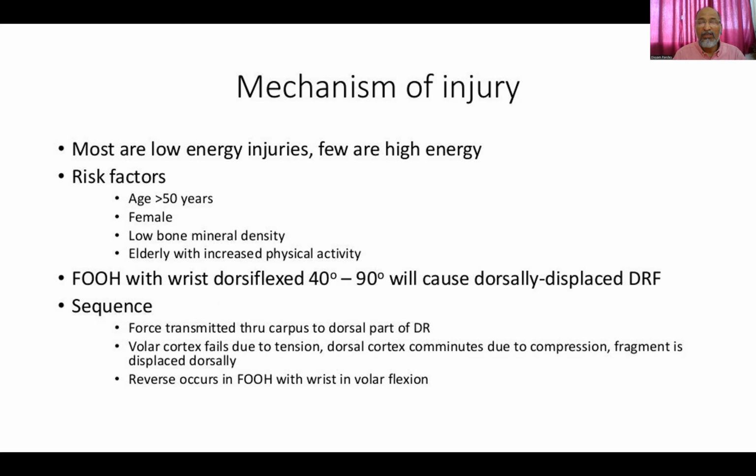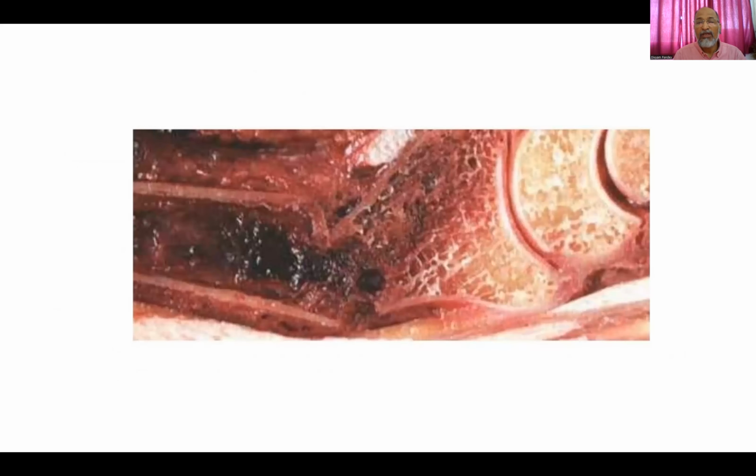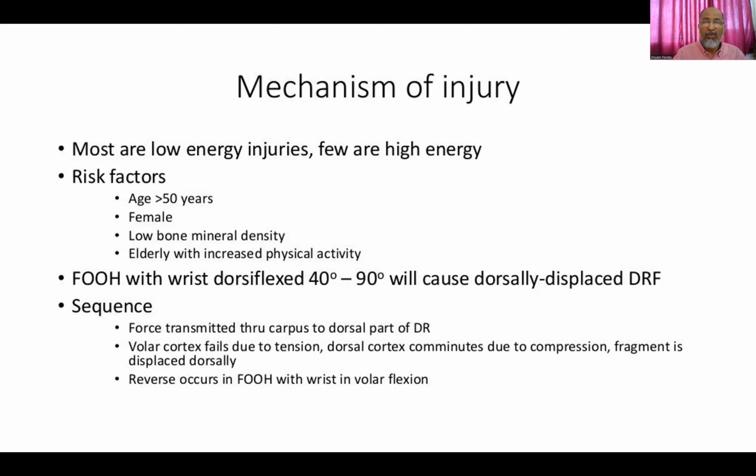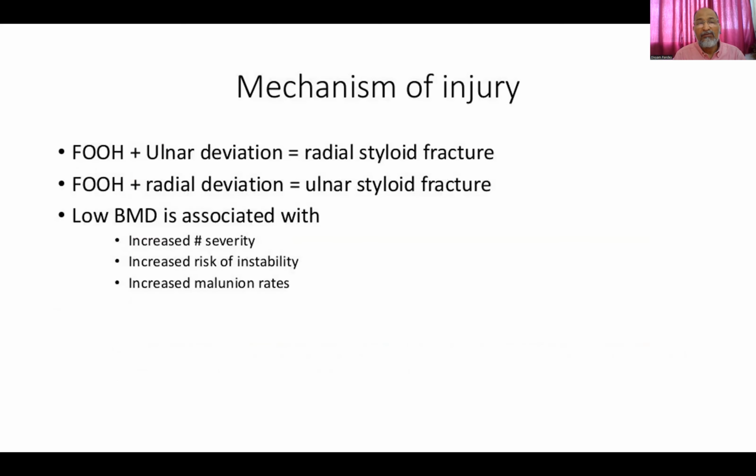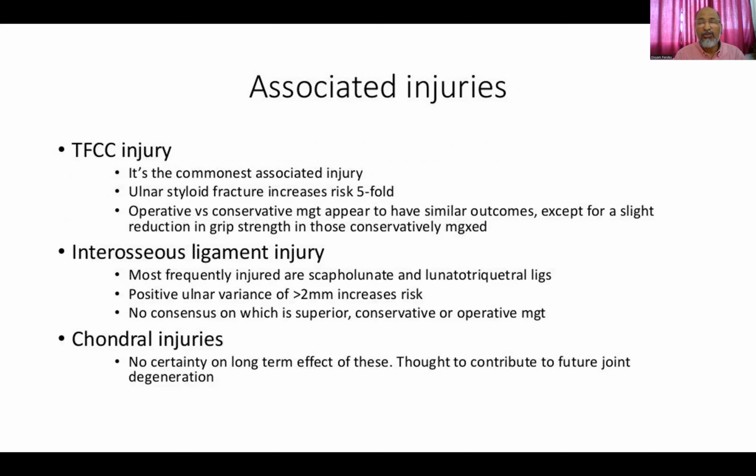The reverse occurs in a fall on the outstretched hand with the wrist in volar flexion, and the fragment goes volarly. With ulnar deviation there is a radial styloid fracture, and with a fall on the outstretched hand and radial deviation, the ulnar styloid gets fractured. Low bone mineral density is also associated with increased severity of the fracture, increased risk of instability, and increased risk of malunion.